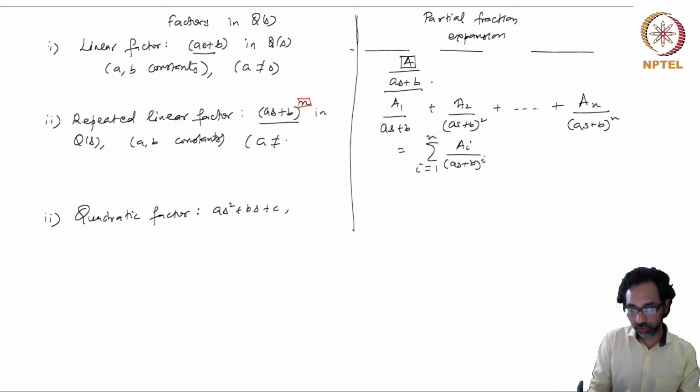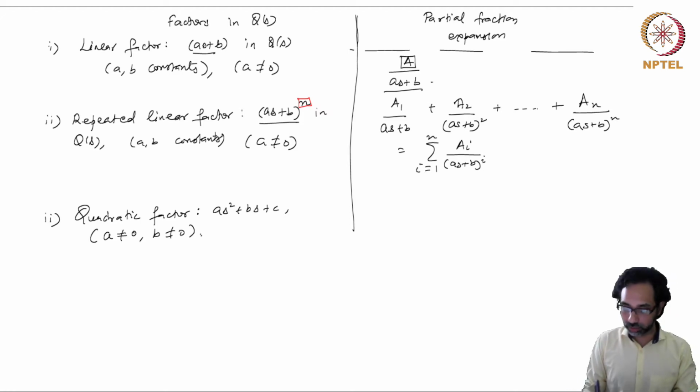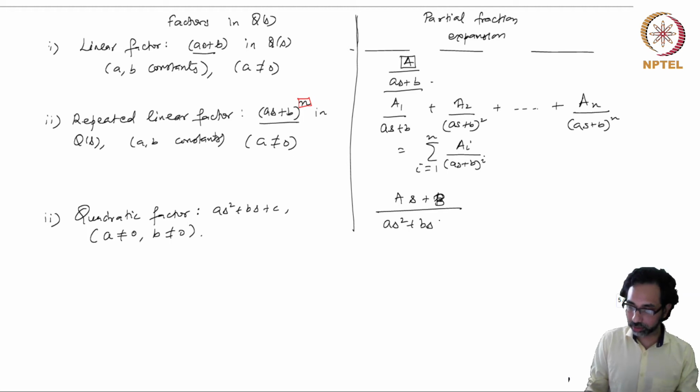Here also a is not equal to 0, and here I assume a is not equal to 0 as well as b is not equal to 0. So in this case, for each quadratic factor we have the expansion as (as plus b) over (as square plus bs plus c). So if you have a quadratic factor, you have an extra term which is a linear function in s.